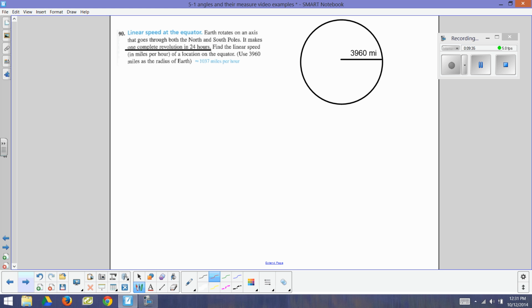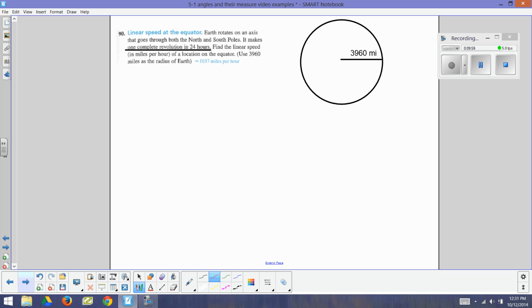The linear speed at the equator. Earth rotates on an axis that goes through both the North and South Pole. It makes one complete revolution in 24 hours. Find the linear speed in miles per hour of a location on the equator. Use 3,960 miles for the radius of the Earth.